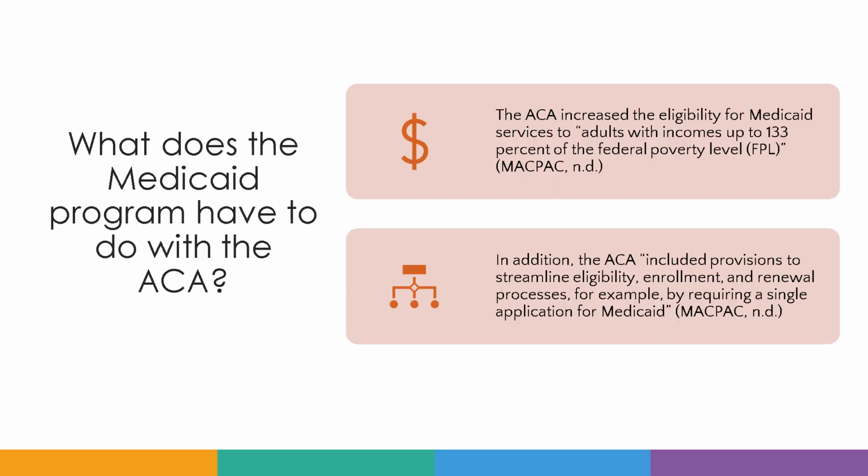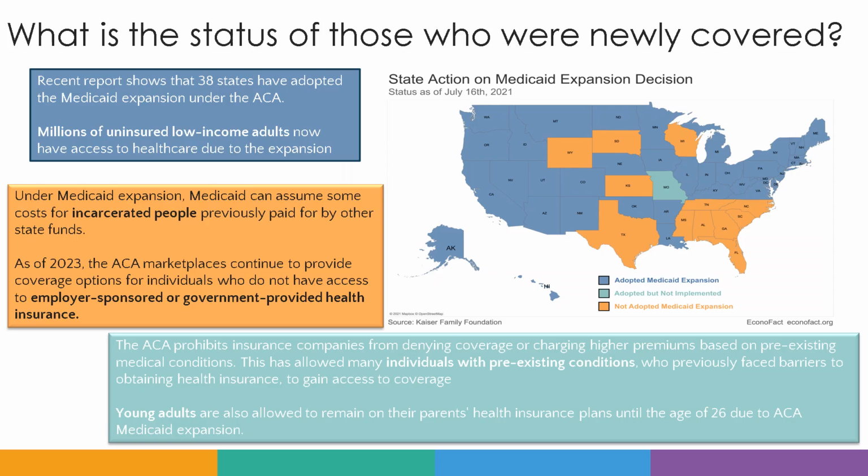The ACA increased the eligibility for Medicaid services to adults with incomes up to 133% of the federal poverty level. In addition, the ACA included provisions to streamline eligibility, enrollment, and renewal processes, for example, by requiring a single application for Medicaid. Since the enactment of the Affordable Care Act, many Americans have gained access to better health care through the Medicaid expansion. As shown in the diagram, many states have adopted the Medicaid expansion.